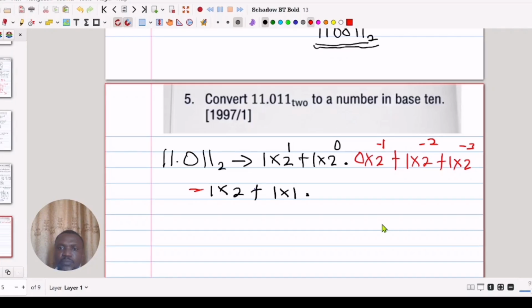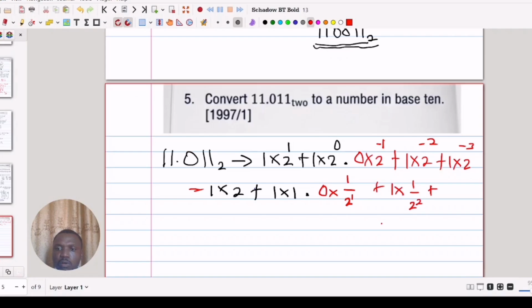Now this one will be 0 times 2 raised to the power minus 1. You can put it as 1 over 2 raised to the power 1, just by the law of indices. You can express it like this. Plus 1 times 1 over 2 raised to the power 2, plus 1 times 1 over 2 raised to the power 3.